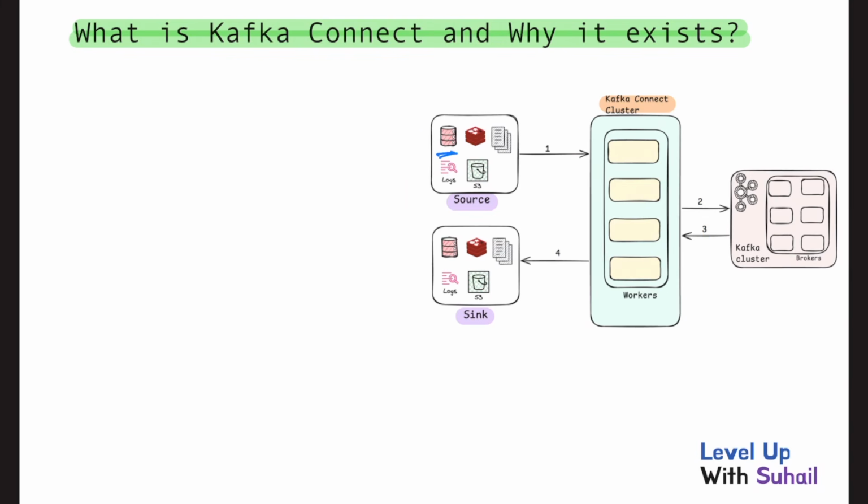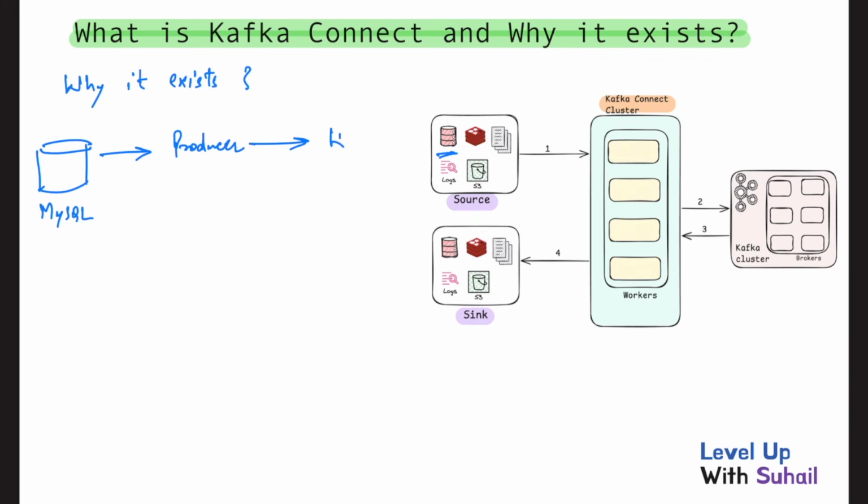Now the next question is why it exists. If Kafka already has producers and consumers, why do we need Kafka Connect? Let's take a use case where you have a MySQL database and you have to read from this MySQL database and push this data into Kafka. Now without Kafka Connect, what would you do? You have to write a producer application which would continuously read the data from the database and feed it into the Kafka system. Now this producer has to do a lot of other work as well.